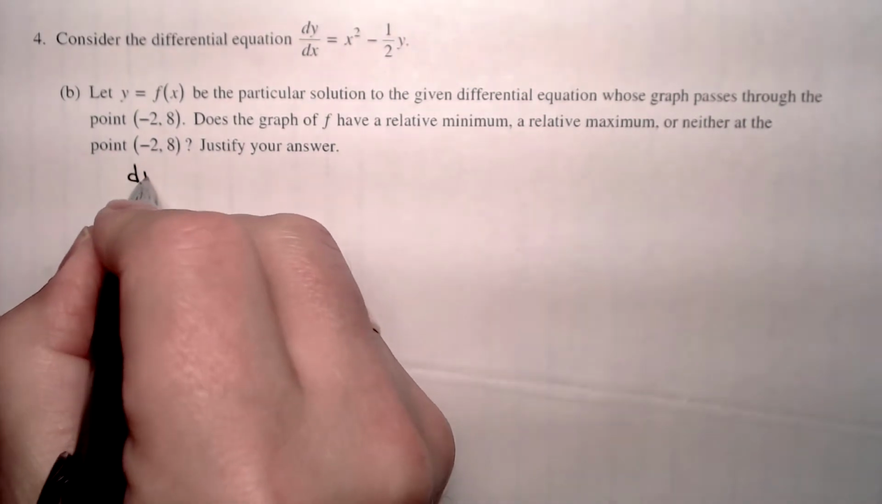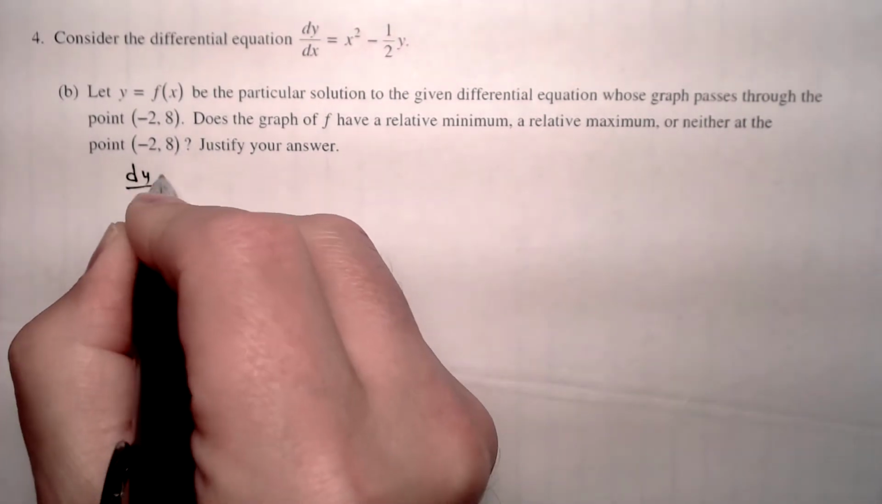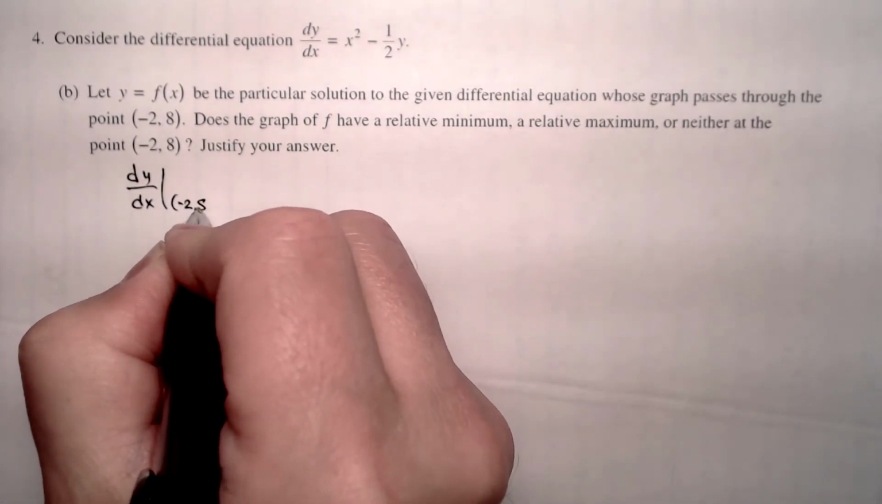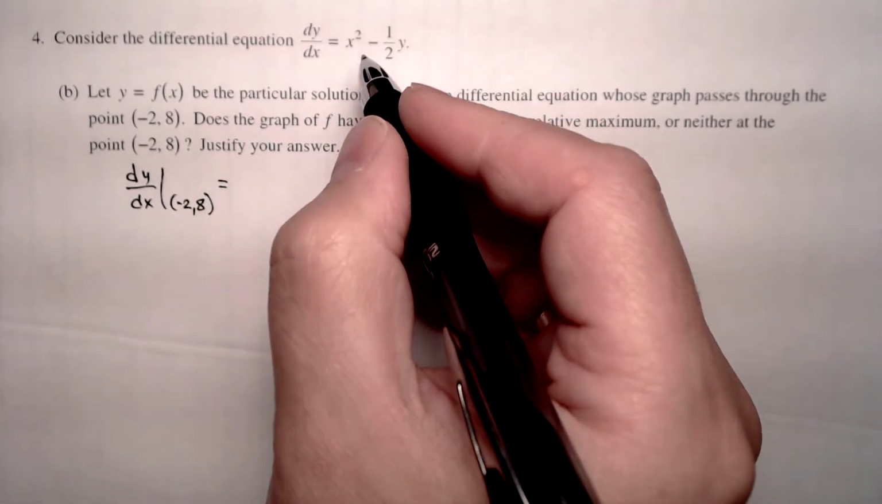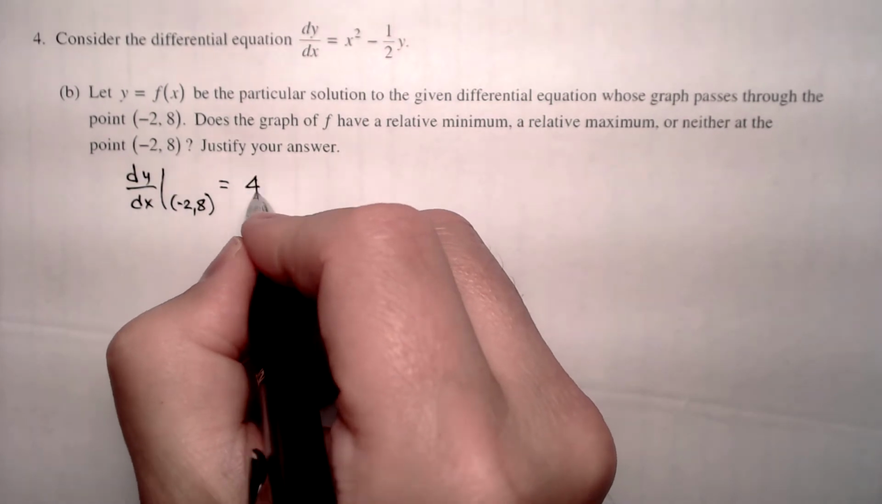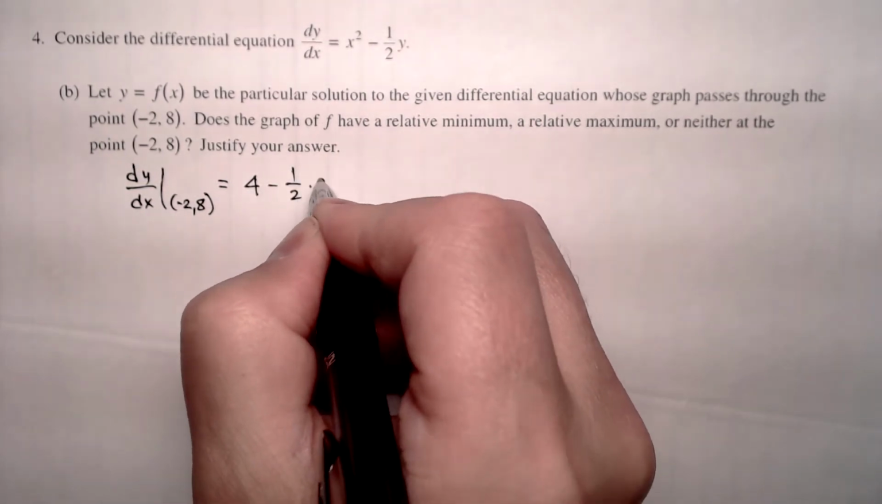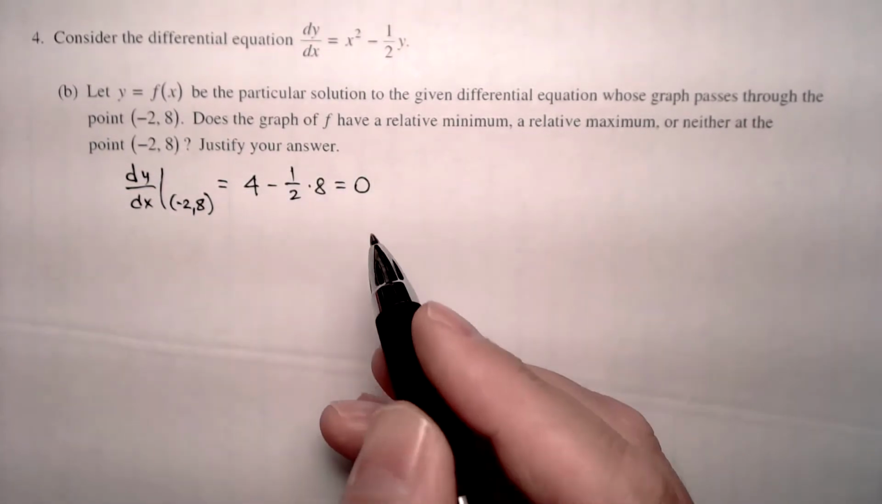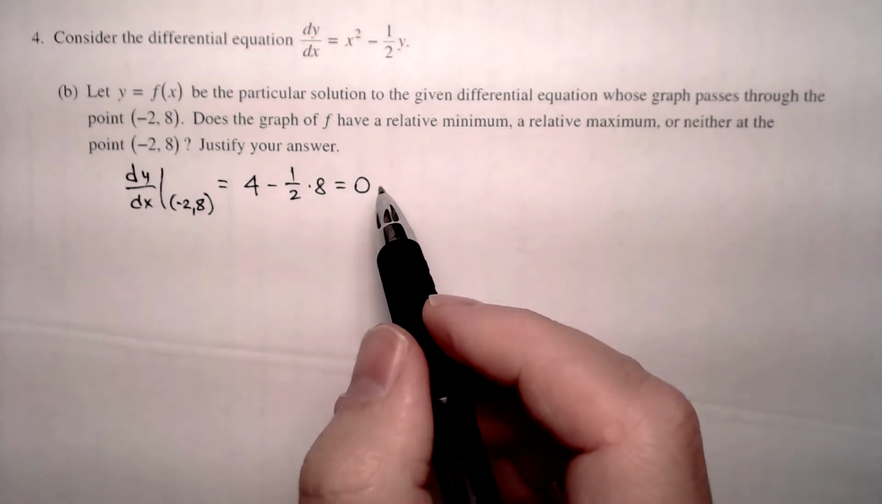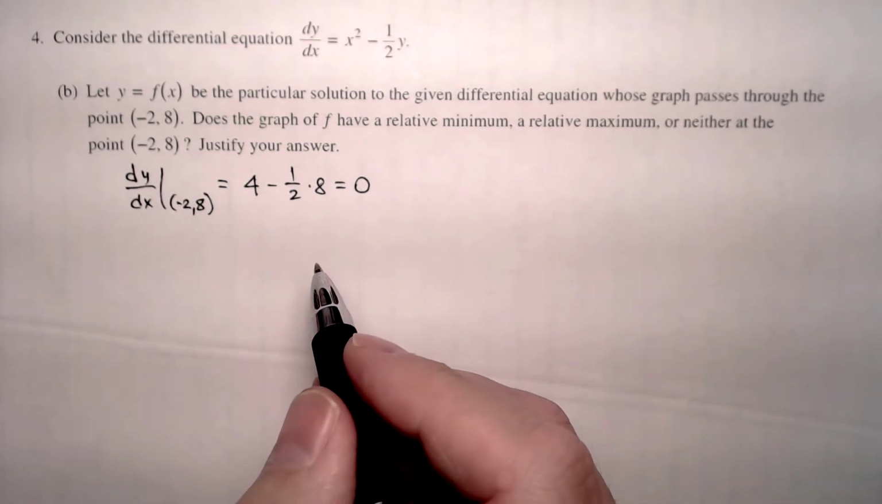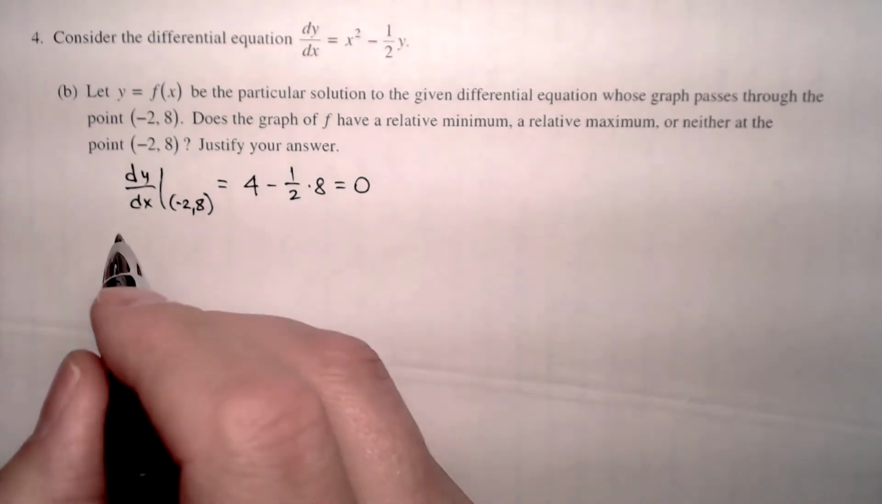So let's calculate dy over dx at the point (-2, 8). Plugging in those numbers here, we get 4 minus 1/2 times 8, which is equal to 0. So this is a point at which potentially can be a maximum or a minimum. Now let's look at the second derivative.